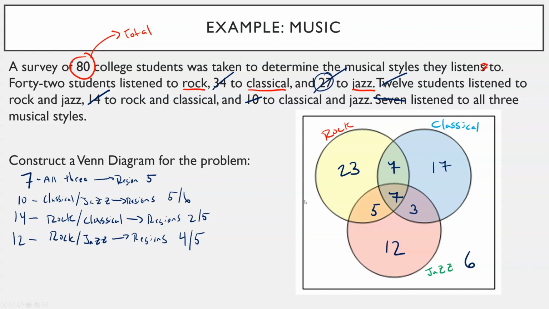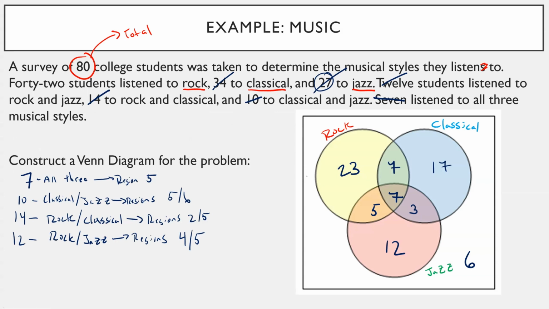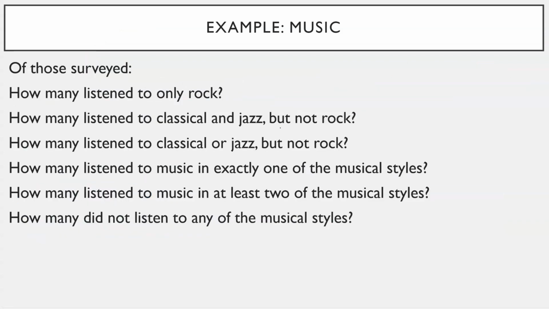All right. So look, that is a completed Venn diagram for this question. Now we can answer some questions, just basically like picking out pieces. First question. Of those surveyed, how many listen to only rock? Well, only rock would just be those 23 students, because all these others are students who listen to rock and something else. So this is 23.